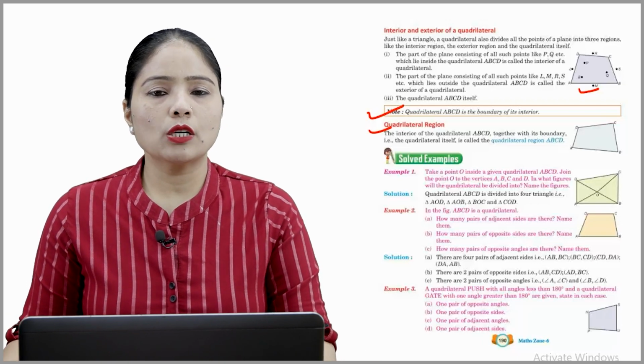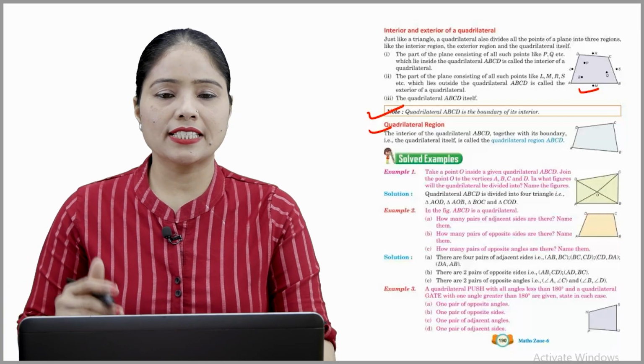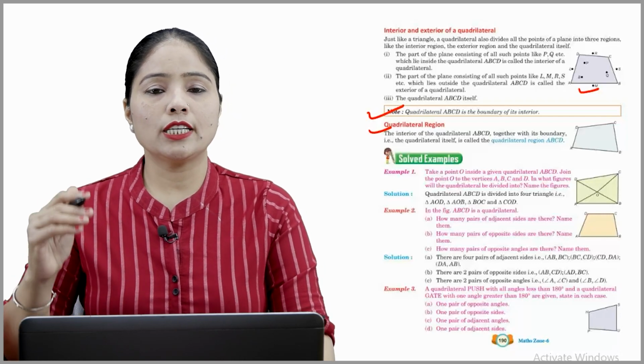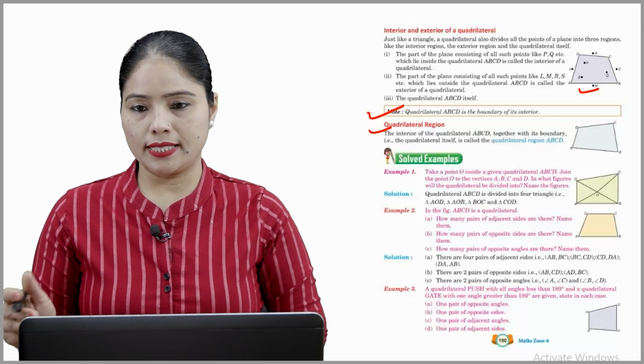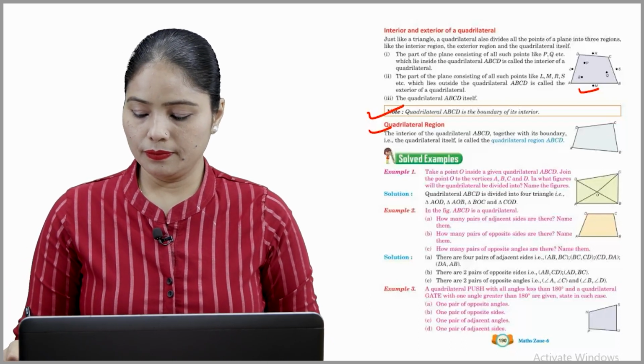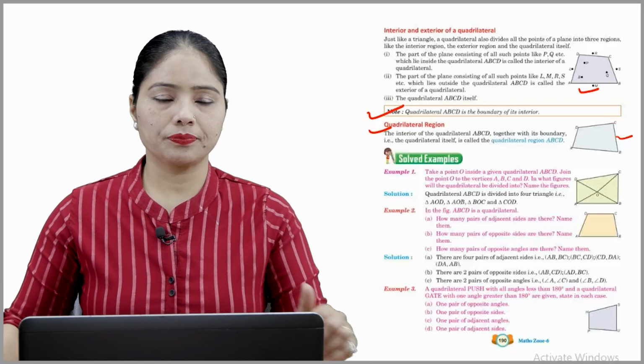The interior of the quadrilateral ABCD together with its boundary is called the quadrilateral region ABCD. Okay. Now let's solve examples for more clarity.